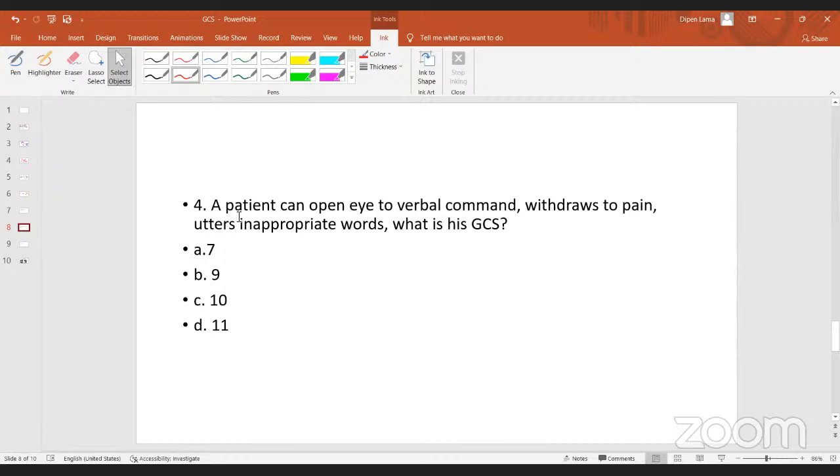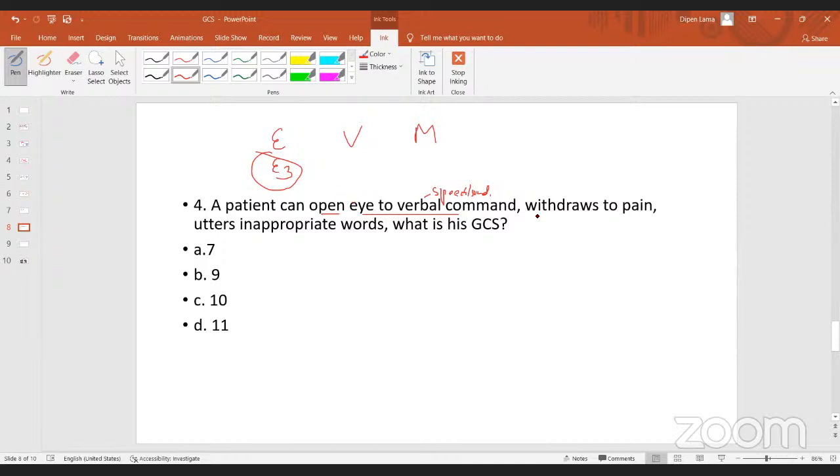So let us solve this question. A patient can open eye to verbal command, withdraws to pain, utters inappropriate words. What is his GCS? Let us again revise the GCS. E score, V score, and M score. We know E, open eye to verbal command, or speech or sound. That simply means E3. So the question is asking E3. As we know, E3 is eye opening in response to verbal command, sound or speech.